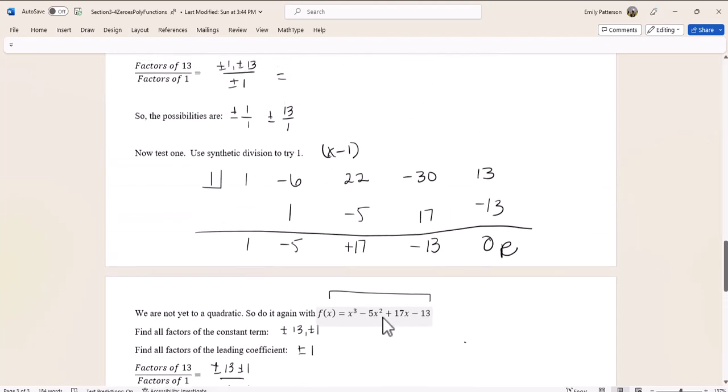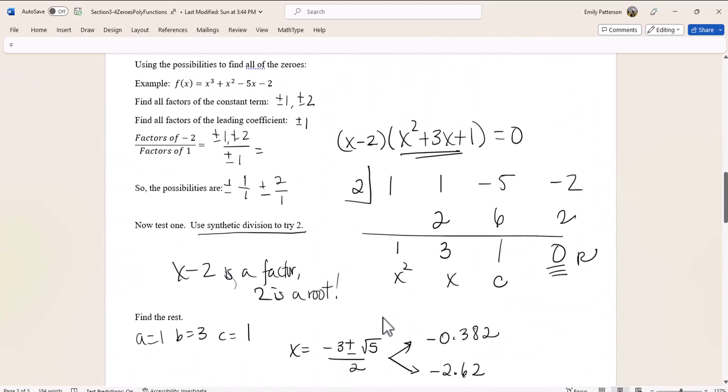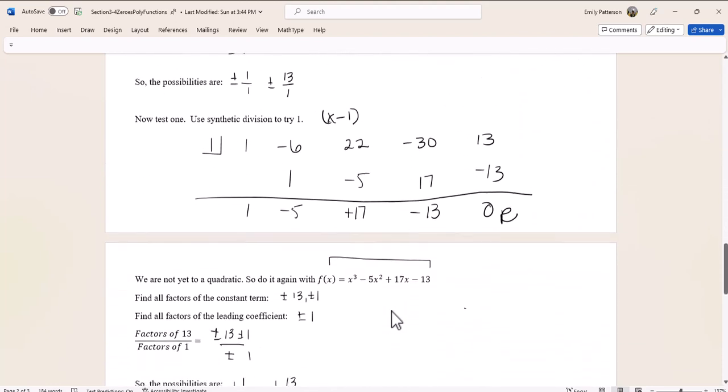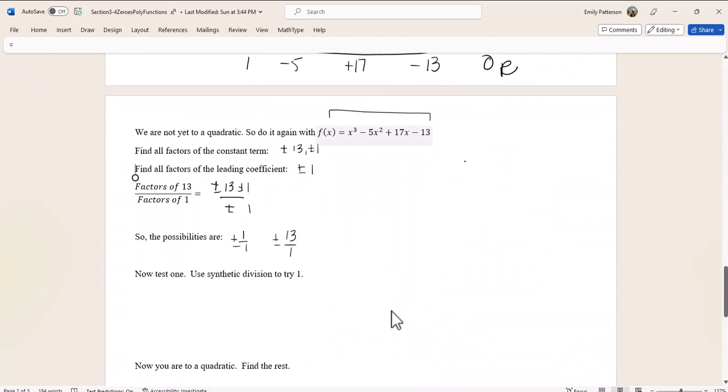Now, up until this point, you've been left with simply a quadratic, which you can solve through the quadratic formula. If you're not left with a quadratic like we are now, you have to simply do this process twice, whittle it down until it's something that we know how to solve. So using the synthetic division, let's put these values in.